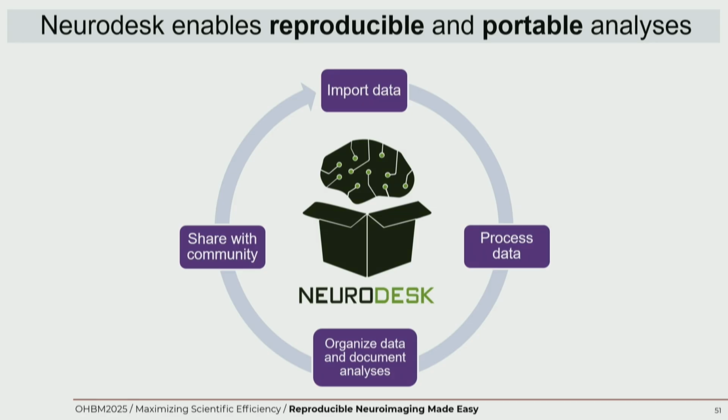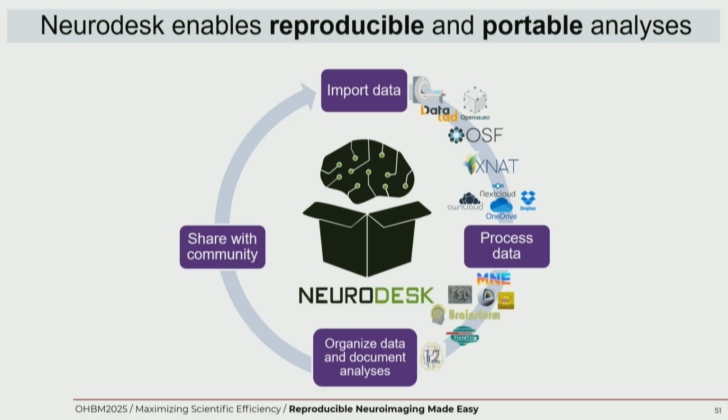So because NeuroDesk enables reproducible and portable analysis, it fits perfectly with the open data and open analysis lifecycle. For example, we can easily import data from scanners, open data repositories, and cloud storage. Then we can process this data using the rich set of tools available via NeuroDesk. We can also organize our data, document our analysis, and share our code and data with the community, all within NeuroDesk.